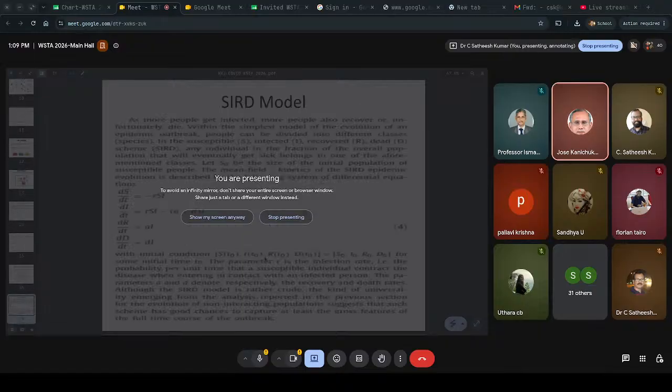Next one, the SIRD model. There you have different differential equations, equation number 1, 2, 3, 4. Then we have these things. We have to consider that this is the mathematical way of solving this.